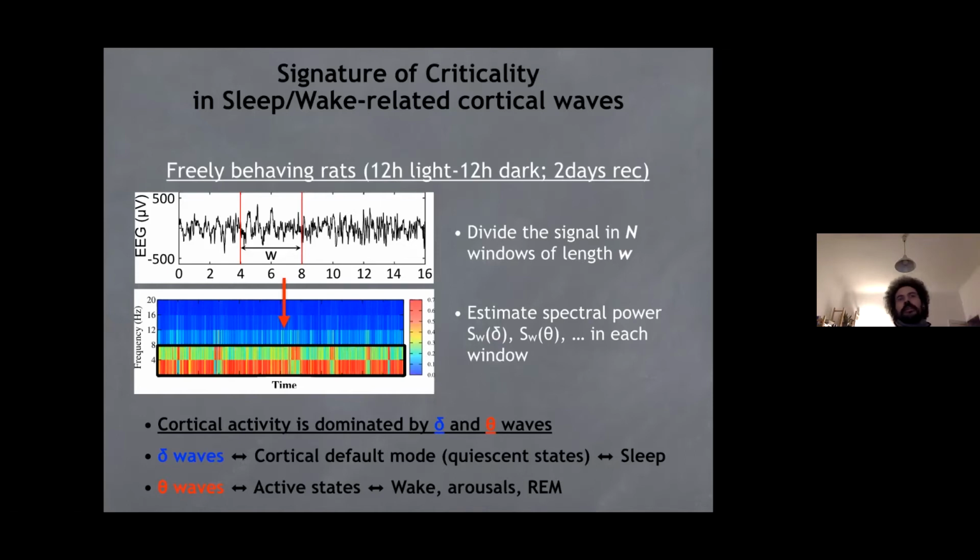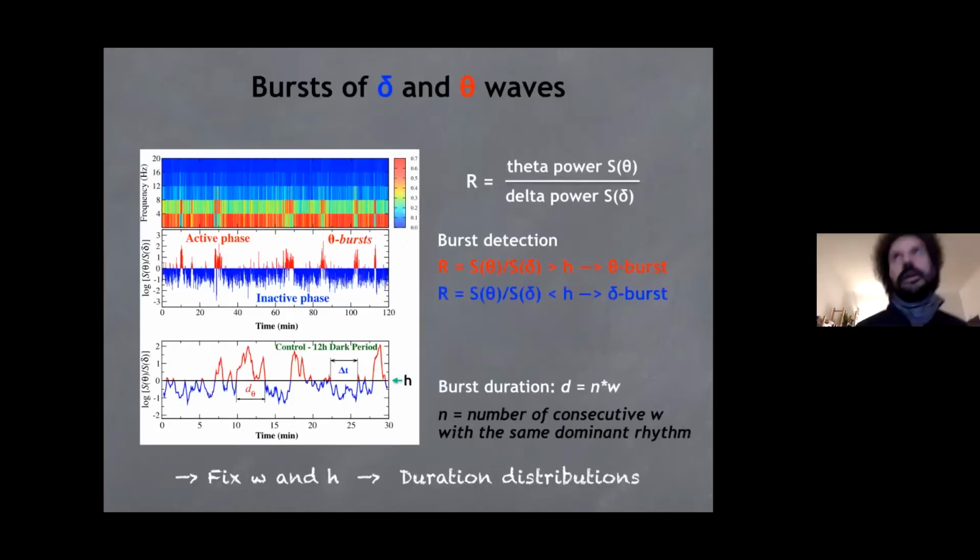And what we see is that the spectral power is basically dominated by 2 frequency bands. The first one is related to the delta waves, and the other one is related to the theta waves. Now, the delta waves are related to sleep, so they will be our quiet state, while the theta waves are related to wake and arousals, and they will be our active states, right? So now, in order to characterize the alternation between active and quiescent states during sleep, we consider the ratio between the power in the theta band and the power in the delta band, right?